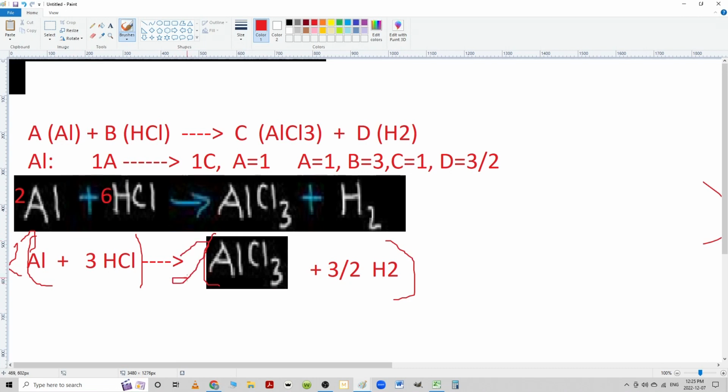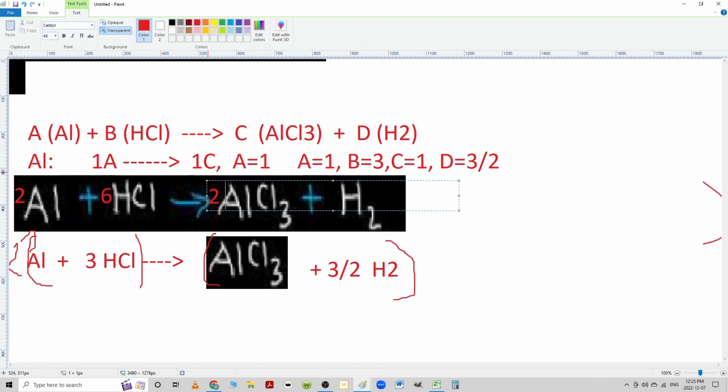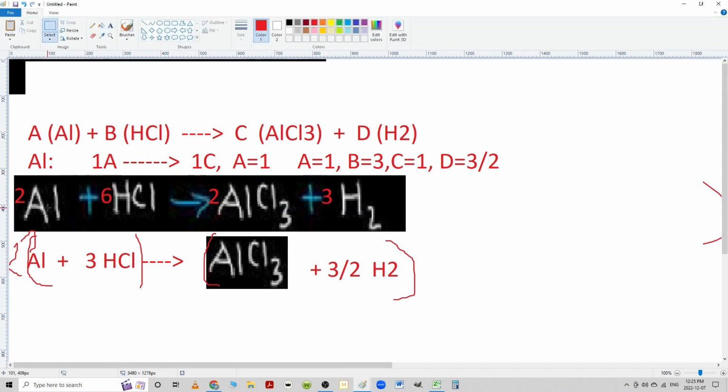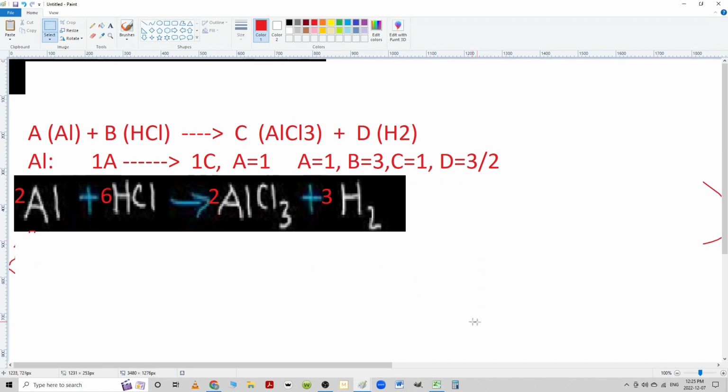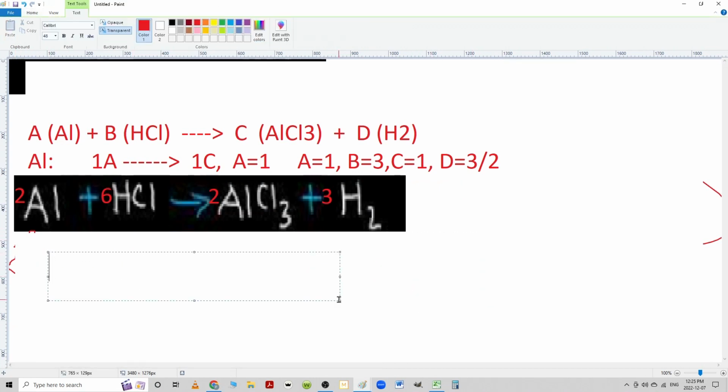Just so you know, when I multiply this fraction by 2, all that happens is you get rid of the 2. And when I multiply this one by 2, I get a 2, which means it's balanced out. This will have a 2 in front of it, and this will have a 3. And then you can just add up to make sure. If I add up the left side, I see I have 2 Als. If I add up the right side, I have 2 Als.